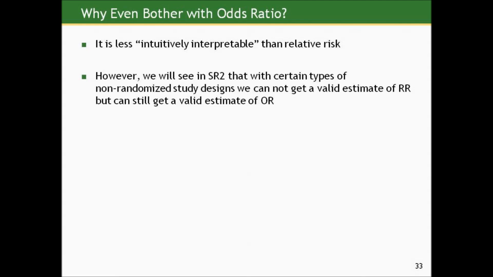So you might be thinking, well, so what? Why even bother with this odds ratio? I just want to introduce it here, and then I'm going to blow it off until Stat Reasoning 2. It is definitely less intuitively interpretable. It's not a direct comparison of risks. It's a direct comparison of a function of risks. However, we will see in Stat Reasoning 2 that with certain types of non-randomized study designs, we cannot get a valid estimate of relative risk. However, we can still get a valid estimate of the odds ratio, and that will be the only measure of association we can use to quantify the relationship between a binary outcome and a binary grouping factor.